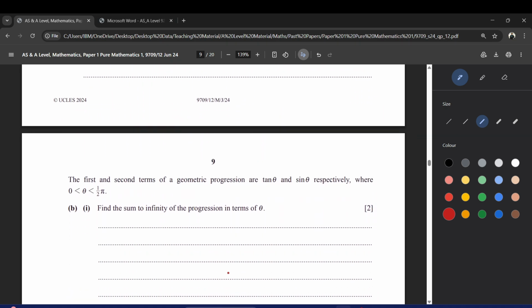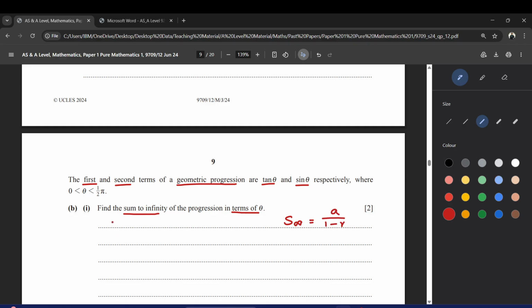Now the next part: the first and second terms of a geometric progression are tan theta and sine theta respectively, where theta is between 0 and pi upon 2. They have given you the same terms, but this time the question is about geometric progression. Find the sum to infinity of the progression in terms of theta. What is the formula for sum to infinity? It is a upon 1 minus r.